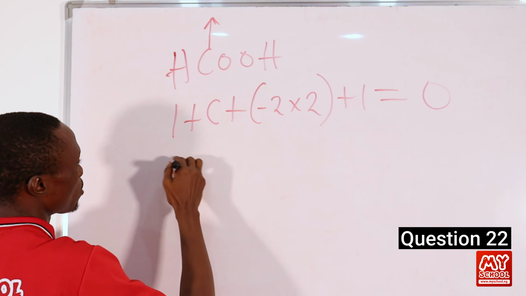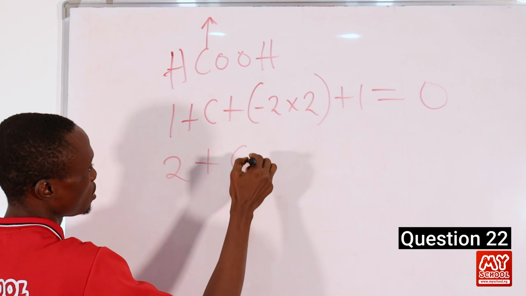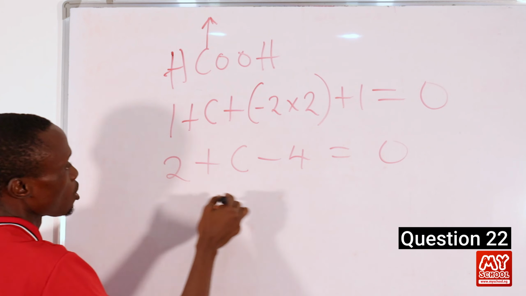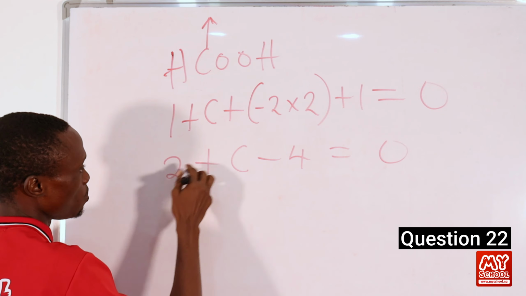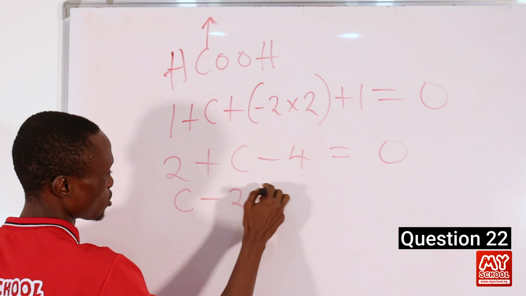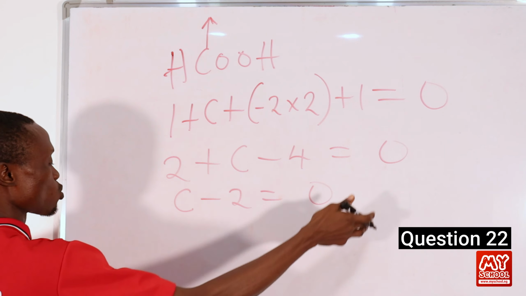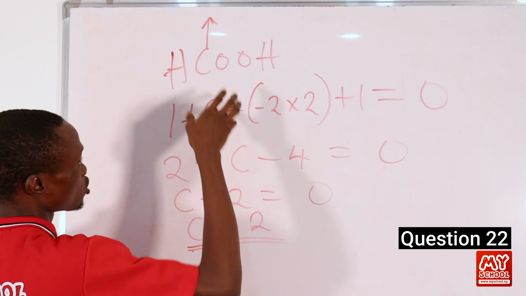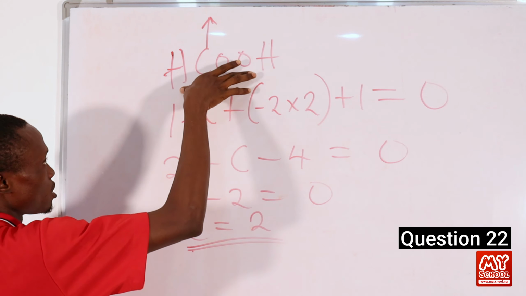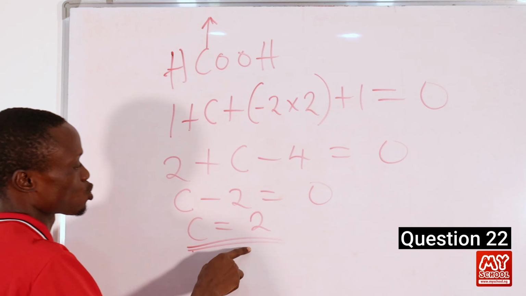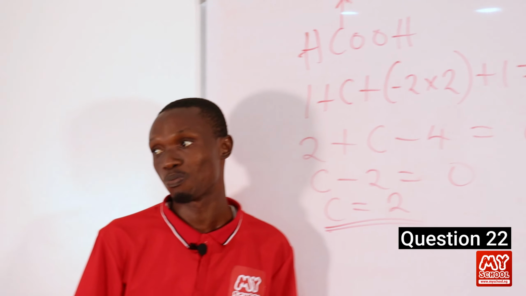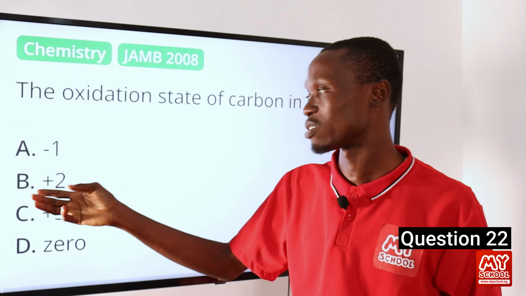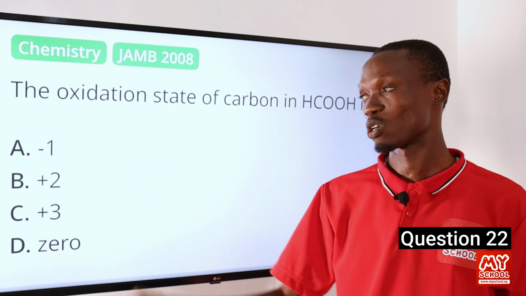So 1 plus 1 gives us 2, plus C, then -4 equals 0. So C minus 2 equals 0. We move the -2 to the other side, so that C is now equal to 2. So the oxidation state of carbon in methanoic acid is 2. Let's move over to the screen to pick the correct option. The option is staring at us in the face, which is B. So the answer to this question is B.